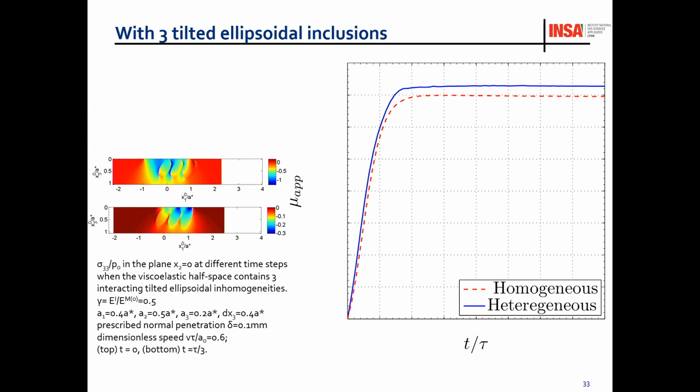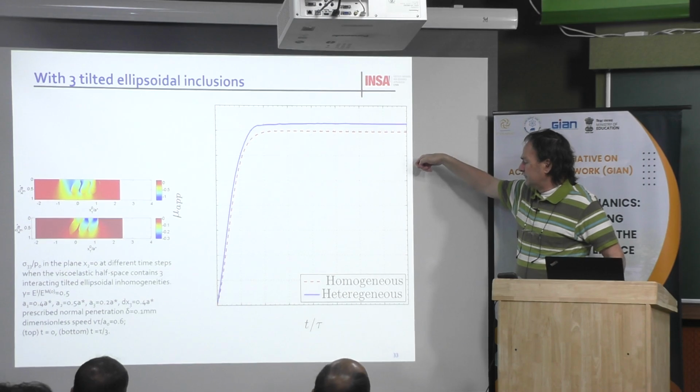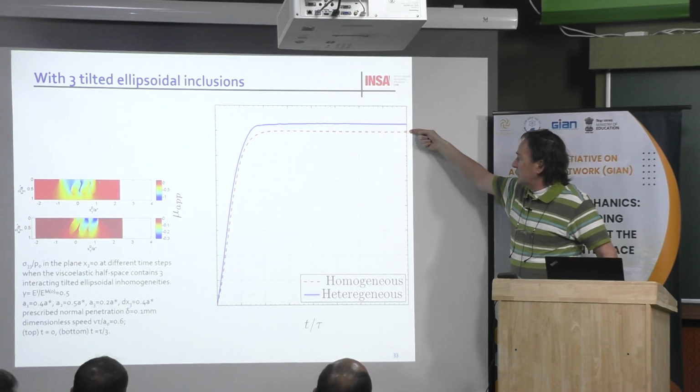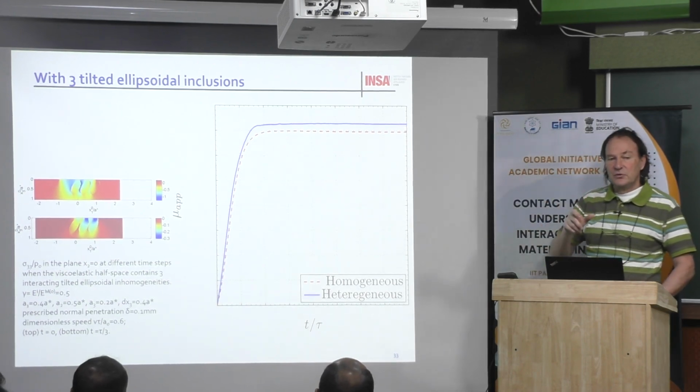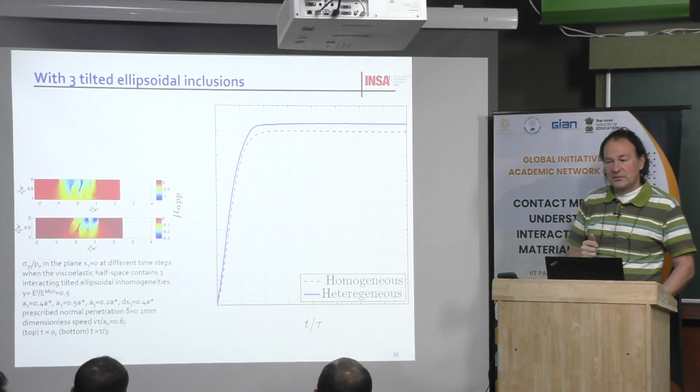We may also do the same for a cluster of inclusions, and this time we took only 3 inclusions, and I will show you later for many inclusions, I mean for inclusions distributed all within the material. Then you can see here some effect. This is a homogeneous solution, this is a heterogeneous solution, which means that the presence of inclusions will slightly increase the apparent friction coefficient.